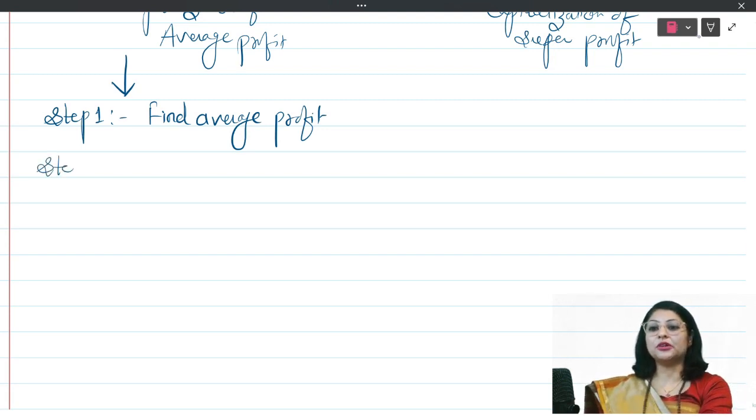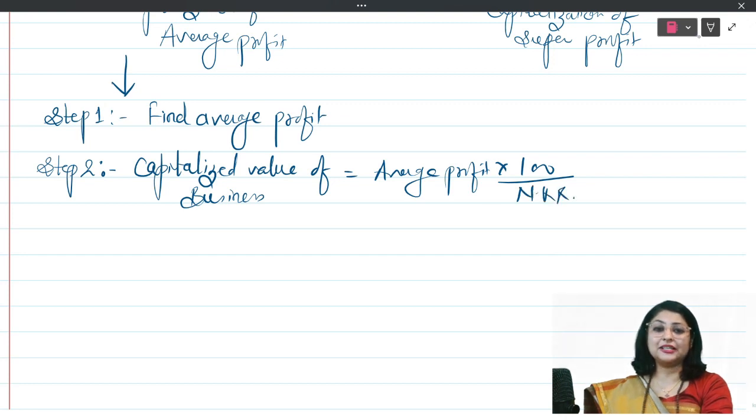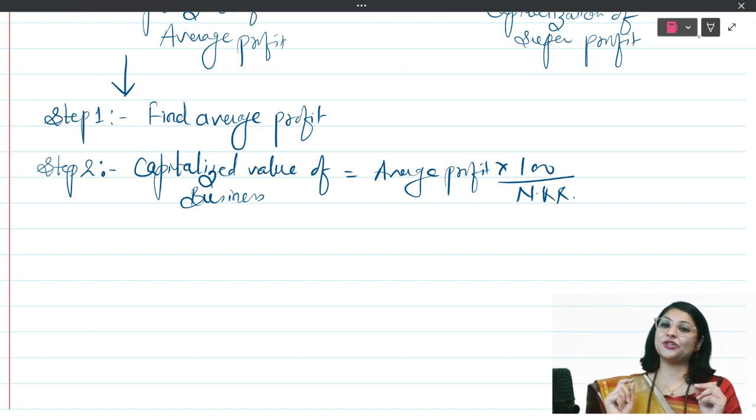Then step number two is the capitalized value of business. What is the meaning of this? Let me write it first: capitalized value of business. The formula is average profit into 100 divided by NRR. We have seen in the super profit method that super profit means the amount we earn extra over the normal rate of return. If our business is earning extra, it is because of the goodwill. Here in this method, we are doing the reverse of it.